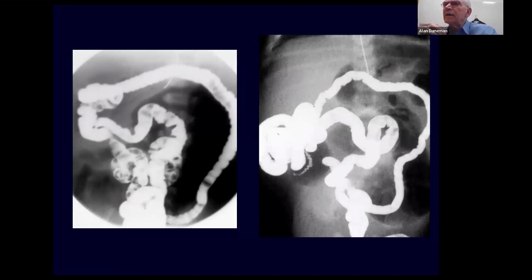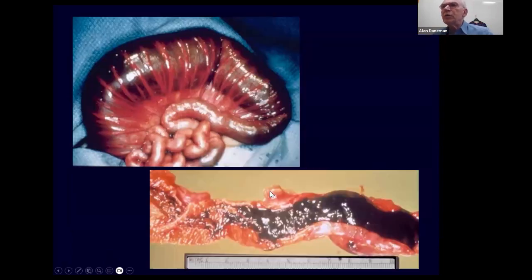Sometimes you can make the diagnosis with absolute certainty, but that's not always the case. And if you don't come up with an absolute diagnosis, you have to consult with the clinicians, particularly the surgeons, as to whether they should do a biopsy to exclude Hirschsprung's disease.